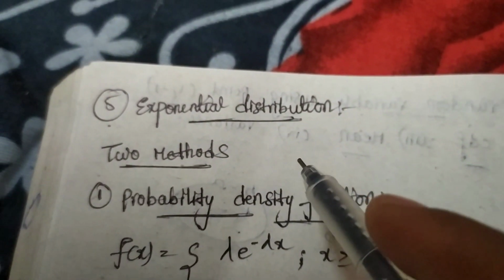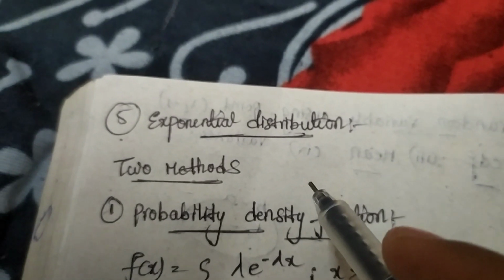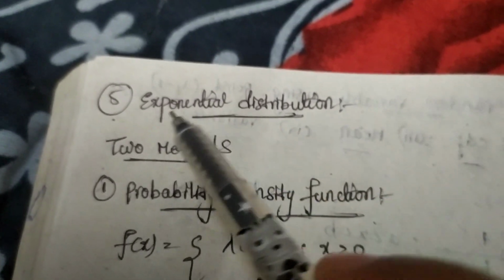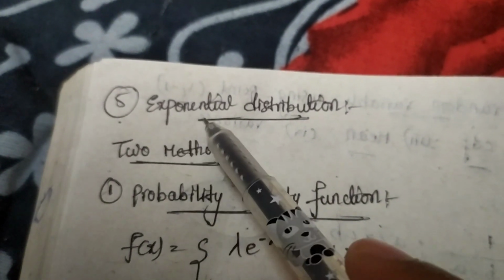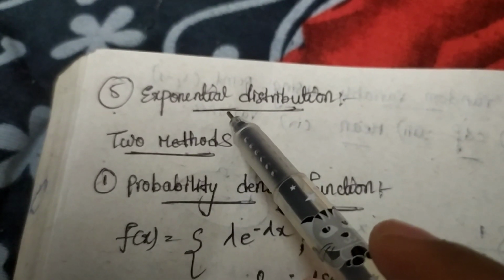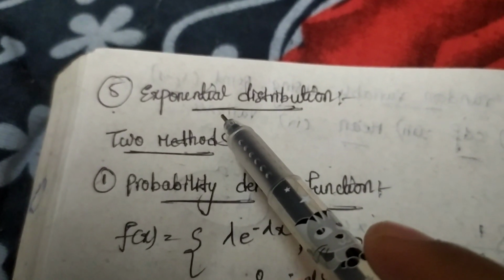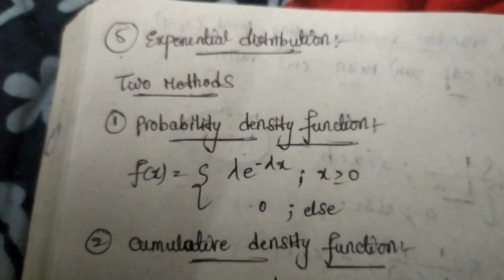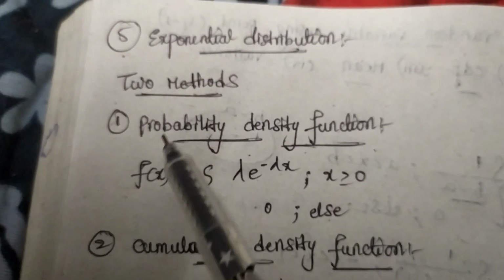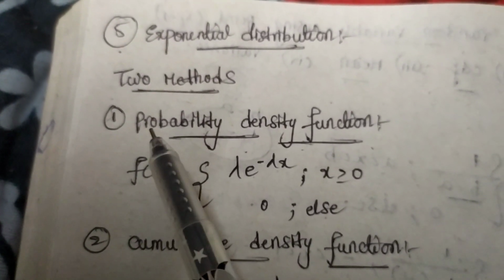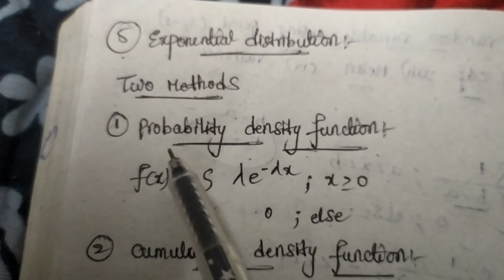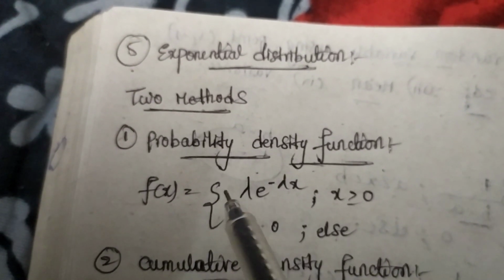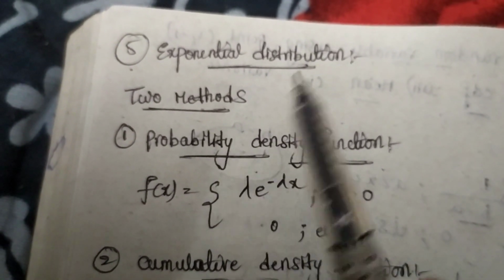In the previous video we discussed the fourth concept of Unit 2, that is uniform distribution. In this video we will discuss the fifth concept of Unit 2, that is exponential distribution. Same as in uniform distribution, here in exponential distribution also we have two methods, that is probability density function and cumulative density function, but the variation is in their formulas. In uniform distribution, the probability density function formula varies from the exponential distribution probability density function formula.